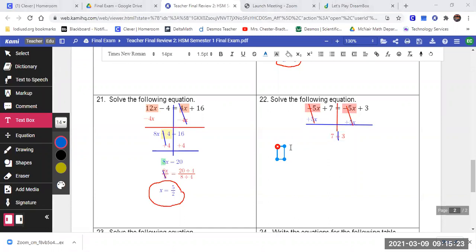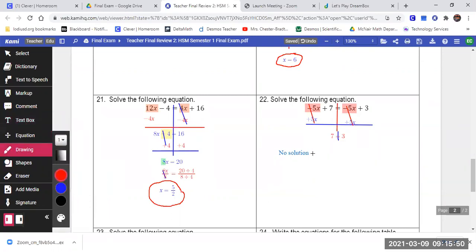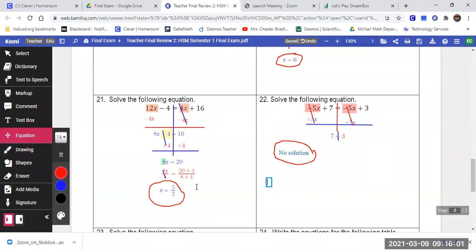We got a false statement. So what are we going to say the answer is? If it's not true and it's not an x equals, what do we say the answer is? No solution, because we can't solve it. Okay, no solution. If we get a true statement though, we're going to add a little bonus one right here. Write it down.